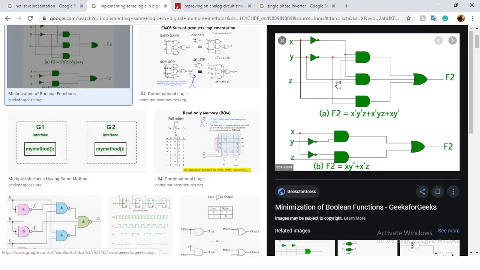Okay, this is a circuit. In this case you can see F2 is the logic we can implement in these two methods. Method B uses fewer resources, and method A uses more resources and is more complex. So we can say method B is a more optimized circuit structurally than method A.